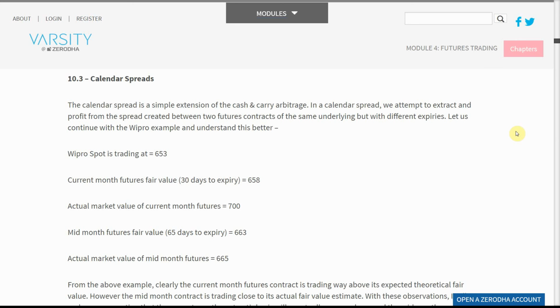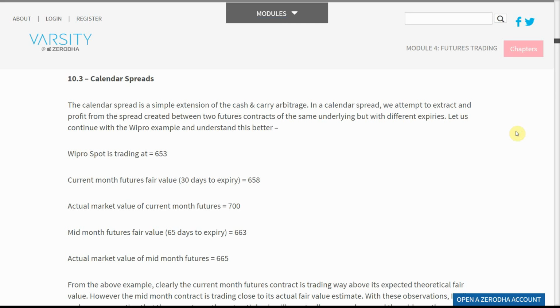Wipro spot is trading at 653. Current month futures fair value, 30 days to expiry, equals 658. Actual market value of current month futures equals 700. Mid-month futures fair value, 65 days to expiry, equals 663. Actual market value of mid-month futures equals 665. From the above example, clearly the current month futures contract is trading way above its expected theoretical fair value. However, the mid-month contract is trading close to its actual fair value estimate.